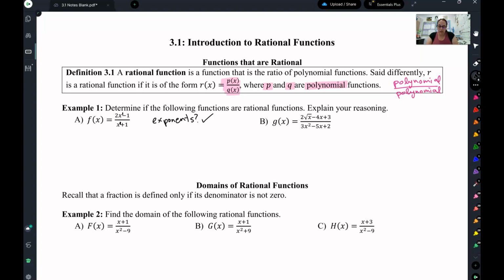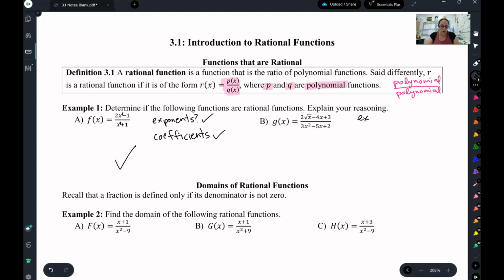So then we check the coefficients. All the coefficients should be real numbers, meaning we should not be dealing with any imaginary numbers this chapter. So real numbers, check, check, check, check. All of these coefficients are real. There's no i's here, no imaginary numbers. So we can say, yes, this is a rational.